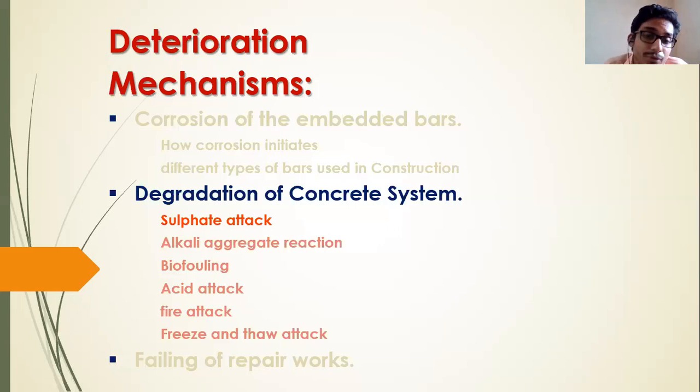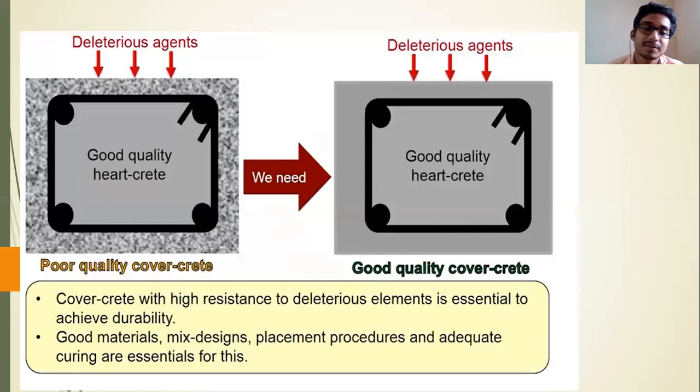The first problem that we see in concrete systems is sulphate attack. Before going to the deterioration, I want to say something important about the concrete system. Here you can see two pictures, one on the left and one on the right. The cover concrete we call covercrete, and the concrete inside the reinforcing system we call hardcrete. In the picture on the top left, you can see that the peripheral region of the concrete has a texture that shows the concrete quality is not good and the concrete is porous.